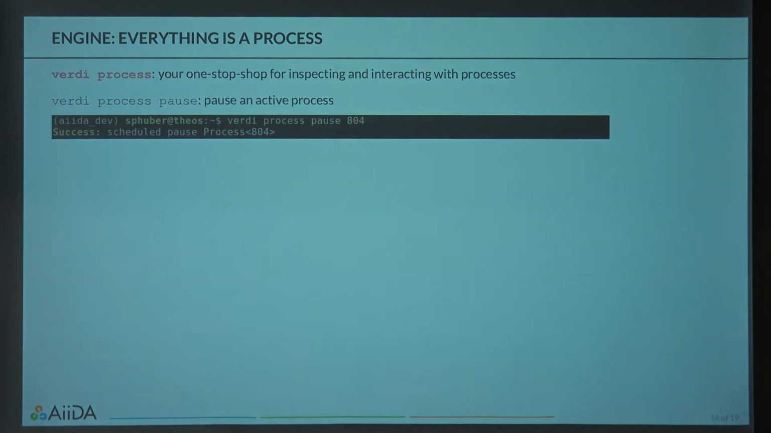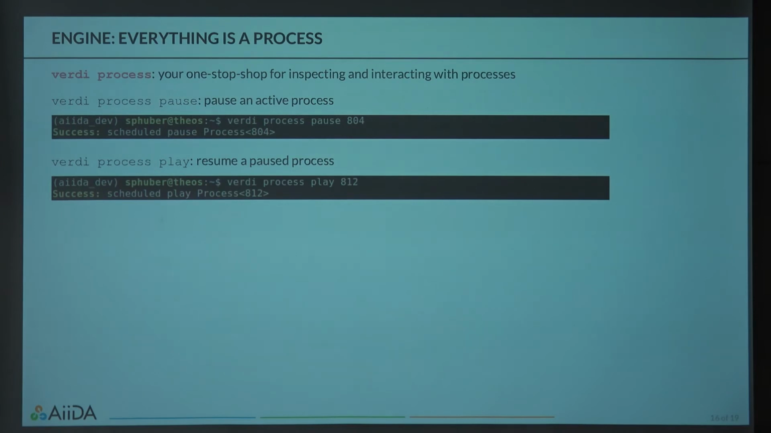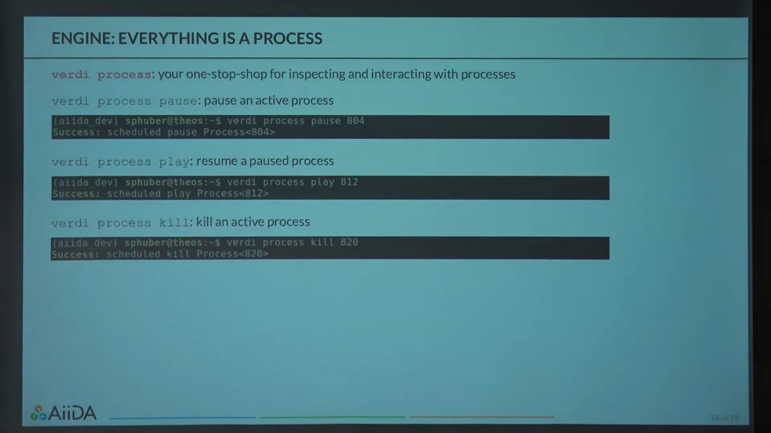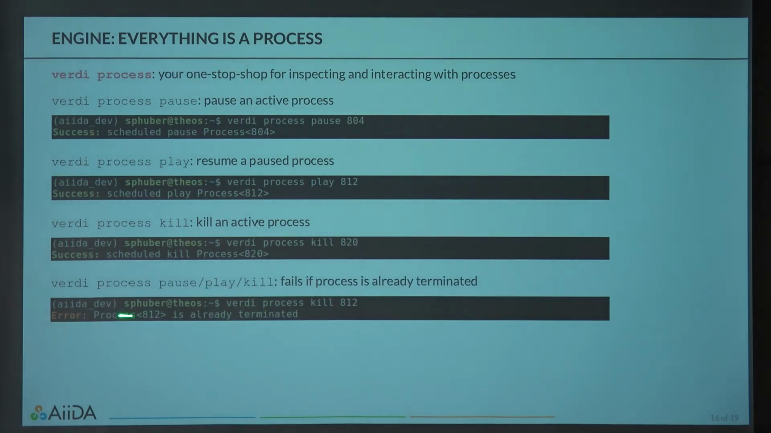Then there's a couple of ways to interact with these processes since they are actively running. You can interact with them over RabbitMQ, because they might be with a daemon worker. So you can also pause them while they're actively running, for any reason. You can do verdi process pause with the PK of the node. Play resumes them, and you can kill them if they're active. As long as they're active, because if they're no longer active, it says they've already terminated, or if it cannot actually reach the task, you will get this warning.